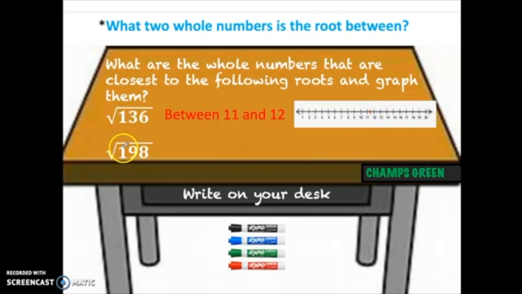So for the root of 198, it's between 14 and 15. And 14 squared is 196. So since this right here is 198, I'm going to put this just past 14. So know that that's the root for this one right here.